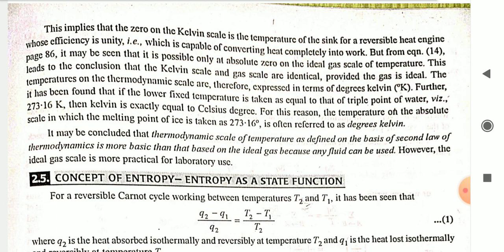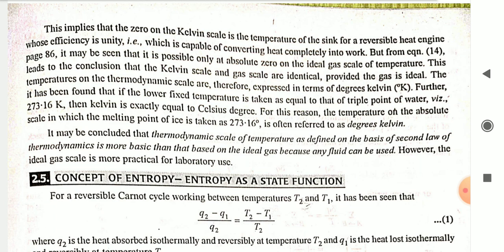Further, it has been found that if the lower fixed temperature is taken as equal to that of the triple point of water, 273.16 Kelvin, then the Kelvin is exactly equal to the Celsius degree. For this reason, the temperature on the absolute scale in which the melting point of ice is taken as 273.16 is often referred to as degrees Kelvin. It may be concluded that the thermodynamic scale of temperature, defined on the basis of the second law of thermodynamics, is more basic than that based on the ideal gas because any fluid can be used. However, the ideal gas scale is more practical for laboratory use.